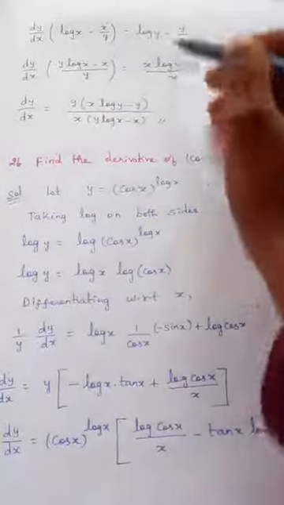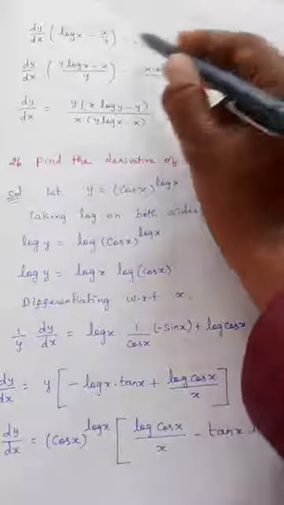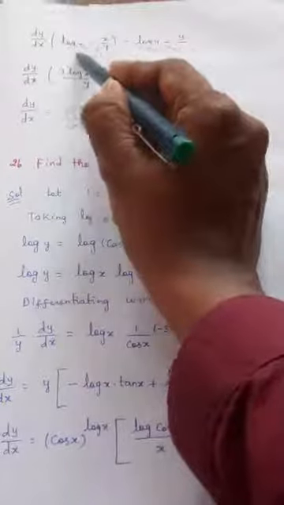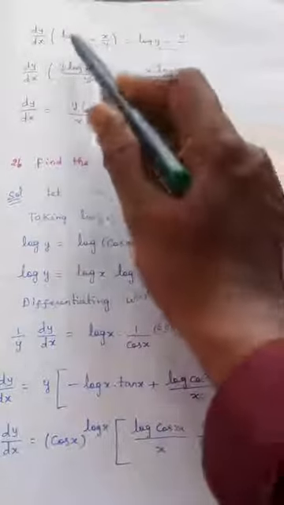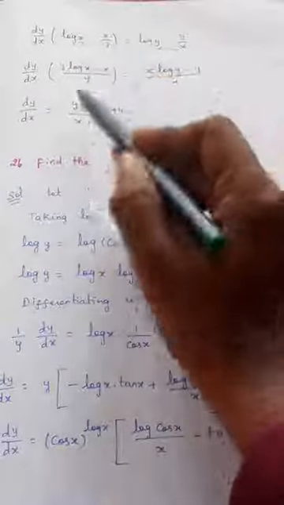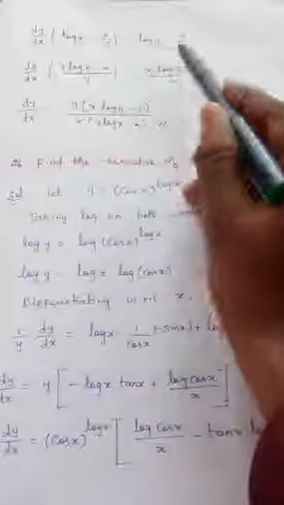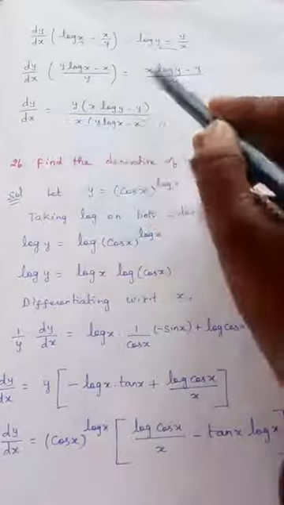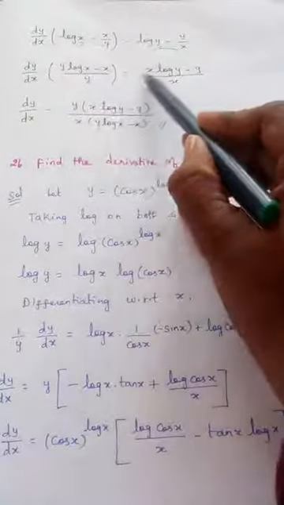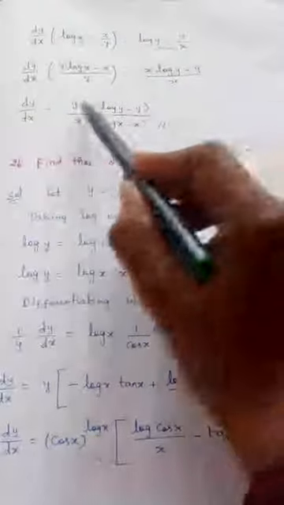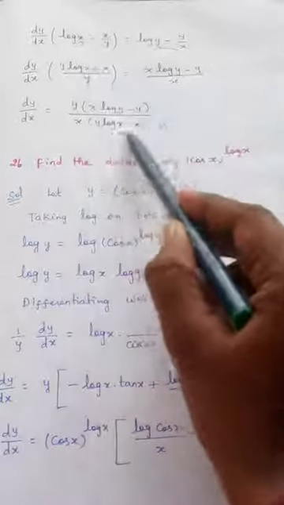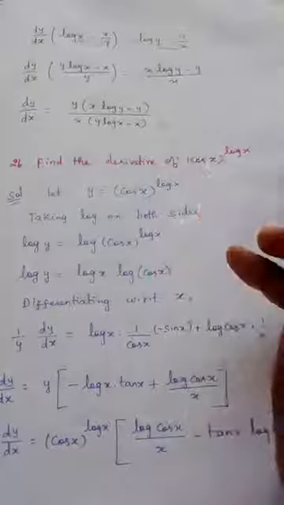Now LCM. If I cross multiply, what happens? (x log y minus y) by x. Here also you take the LCM. (y log x minus x) by y. Now see, just take this to the other side because we want only dy by dx. So dy by dx is equal to, just take this y to here. So y into this divided by, x is already present. This will come to the denominator, which is the final answer.